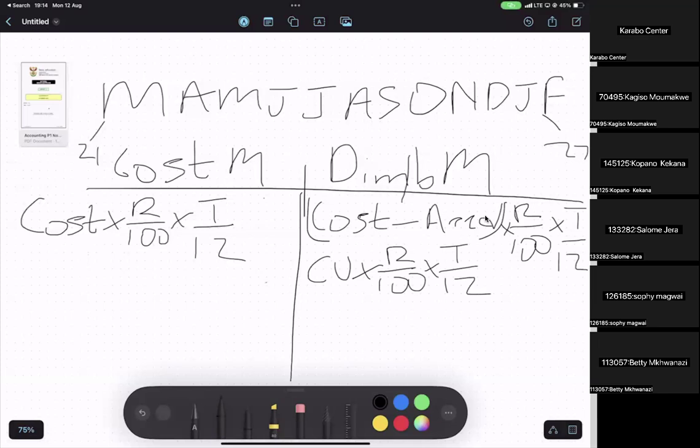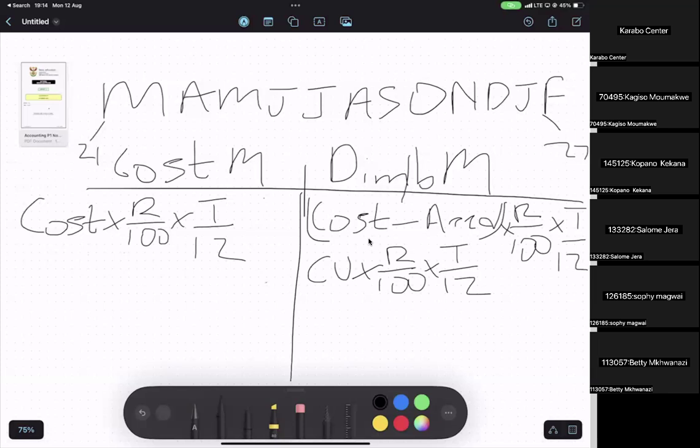So don't be confused, guys. T stands for time. Don't be surprised about why he is writing T. T stands for time.